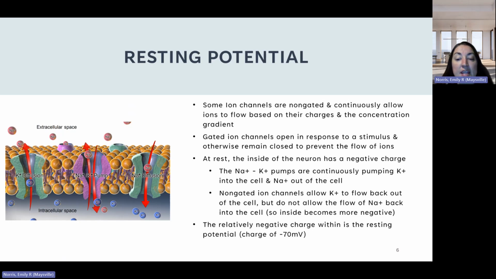So the relatively negative charge is called a resting potential. This is the resting state of the cell, and the charge itself is negative 70 millivolts.